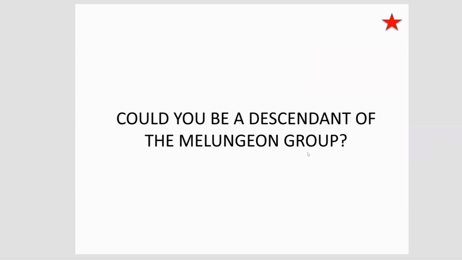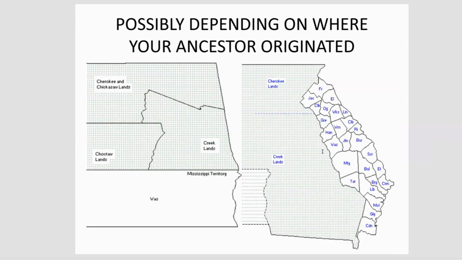Could you be a descendant of the Melungeon group? Why not? This is a photo of 1800 Alabama and Georgia. So if you can get your ancestor in your tree somewhere near 1800, 1810, this is what the lay of the land looked like. You have to do your diligence to know where they're saying. And a lot of times I've been seeing they're saying they're born in Georgia, born in Virginia, no place. But that year is going to help you to flush it out.